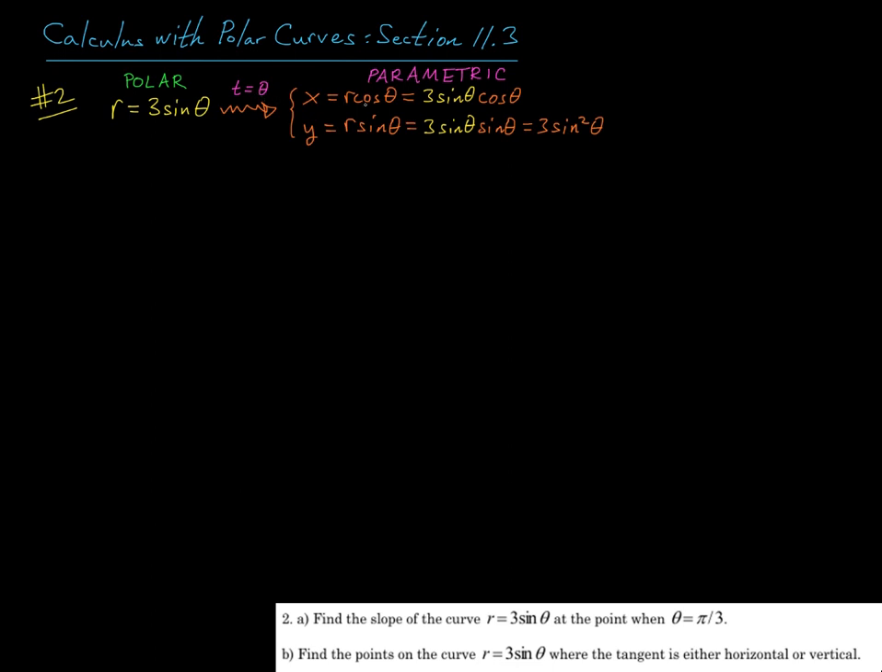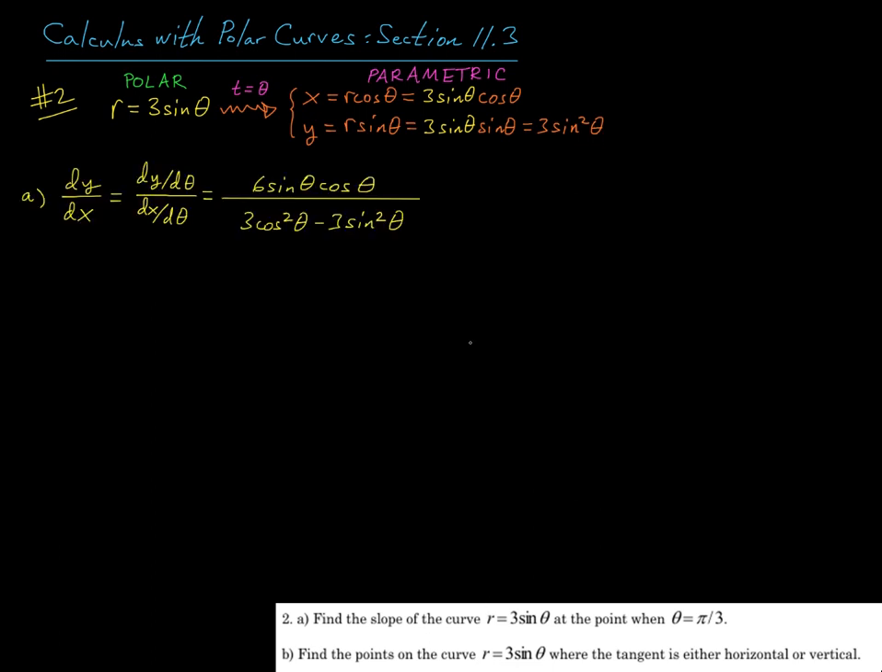And since x is r cosine theta and r for our polar curve is described by 3 sine theta, we have that x is 3 sine theta times cosine theta. And likewise, y is r sine theta. And so this is 3 sine theta times sine theta, which of course is just 3 sine squared of theta. All right, so then to find the slope of the curve, we want dy/dx. And as we saw in the last video, that's dy/d theta over dx/d theta.